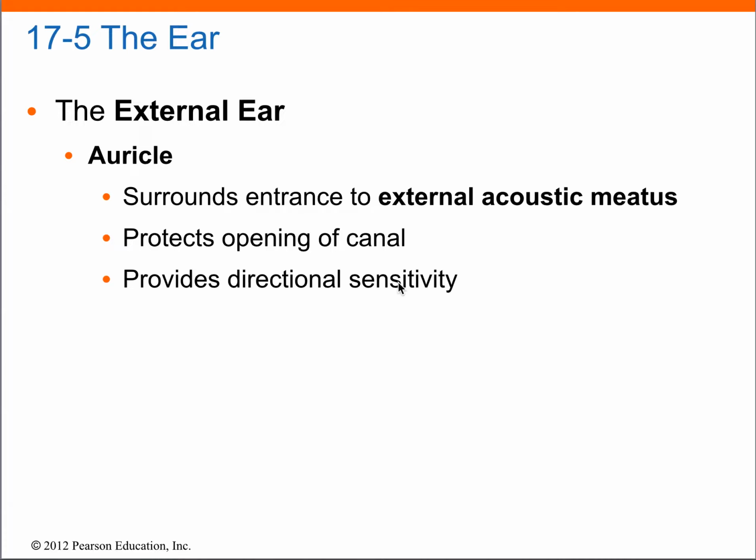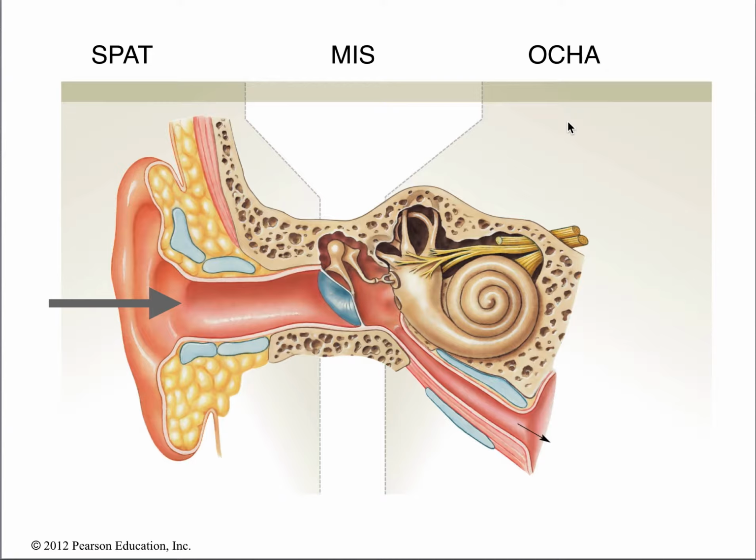Okay, guys, so let's finish this off. What we have to do is the ear, and that's pretty much it for this whole chapter in the semester. So the ear, let's keep it pretty simple. We want to go through SPAT, MISS, OCHA. It's a mnemonic to help you remember the outer ear, middle ear, and the inner ear components or structures.